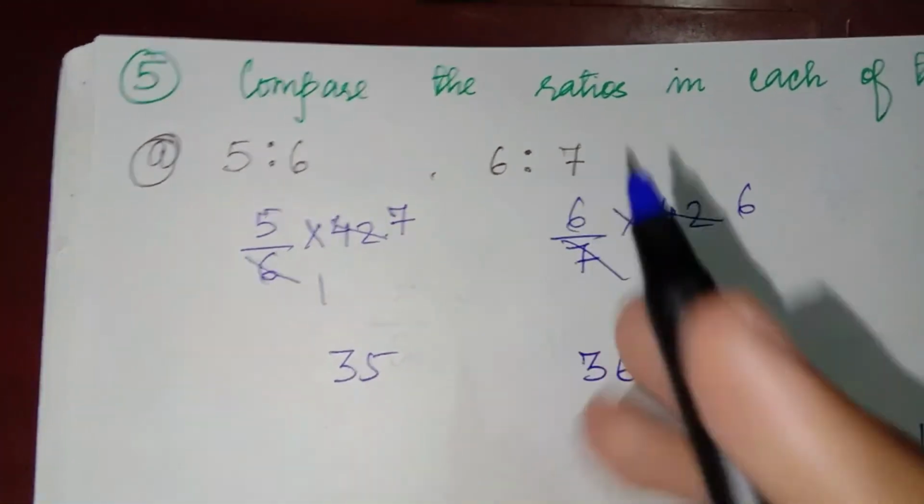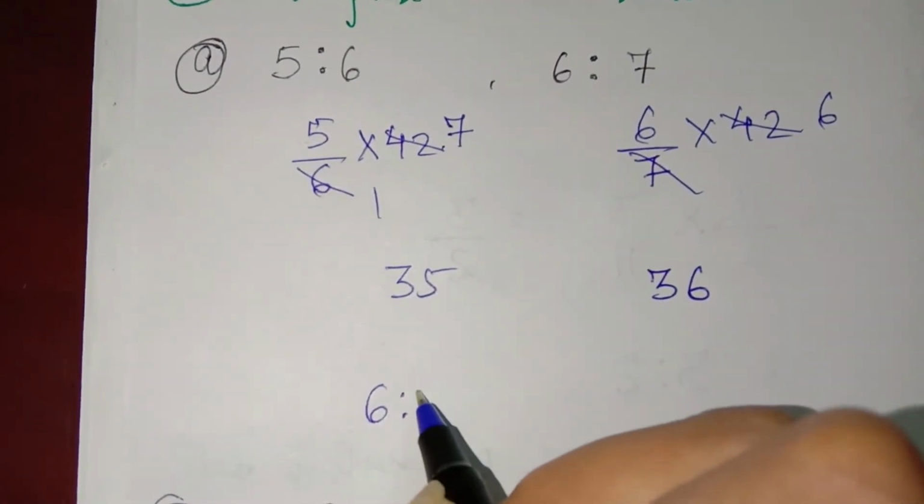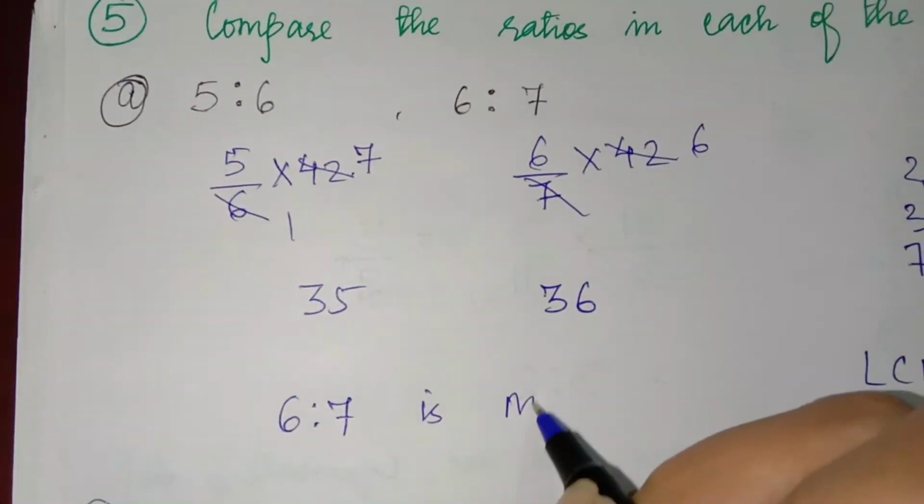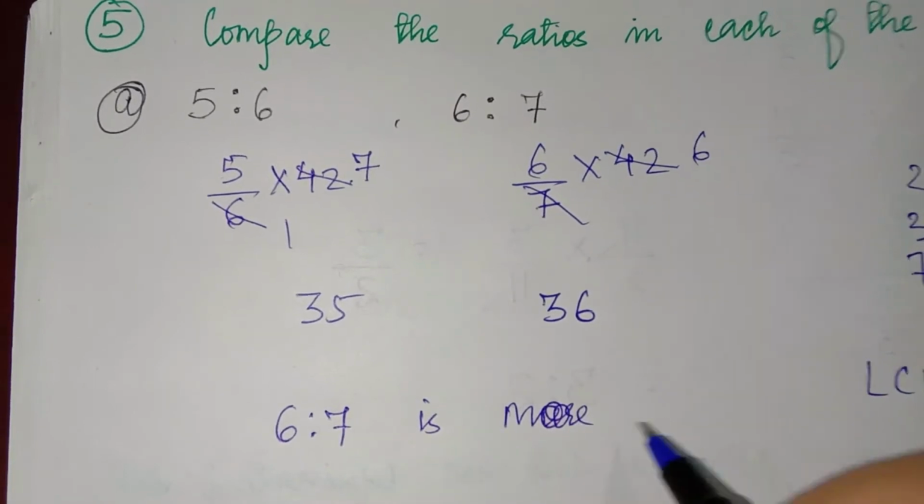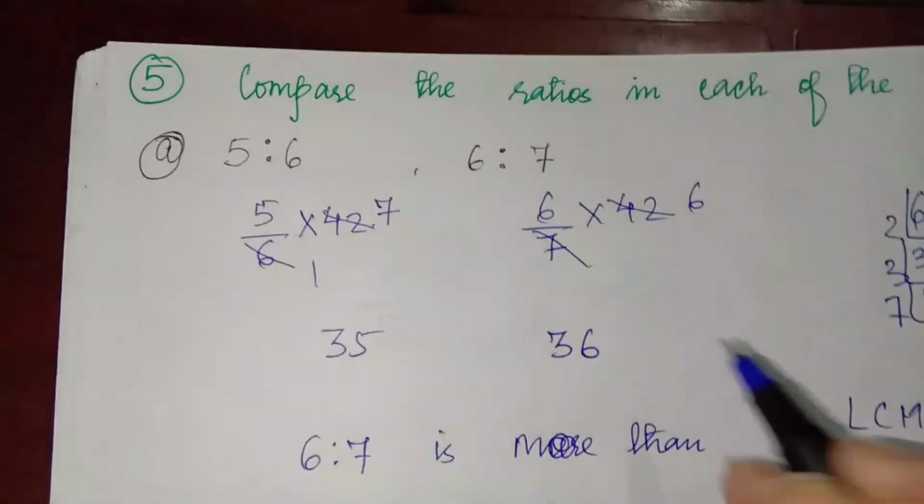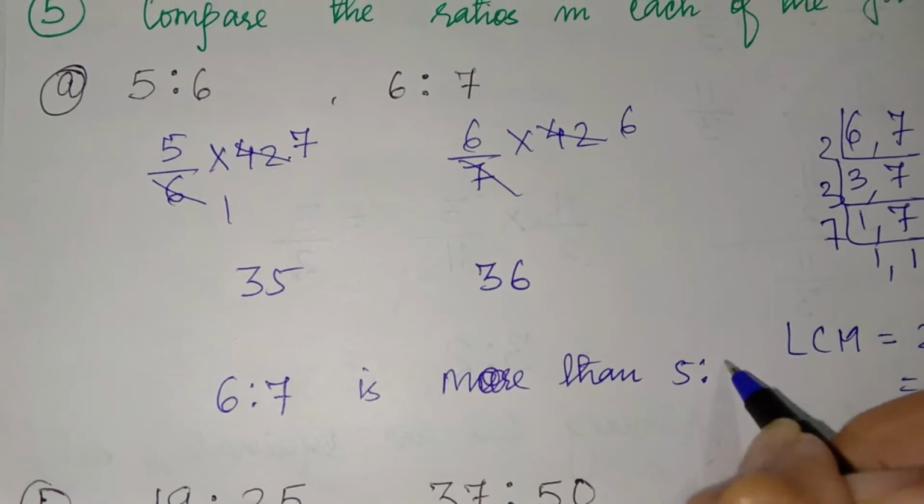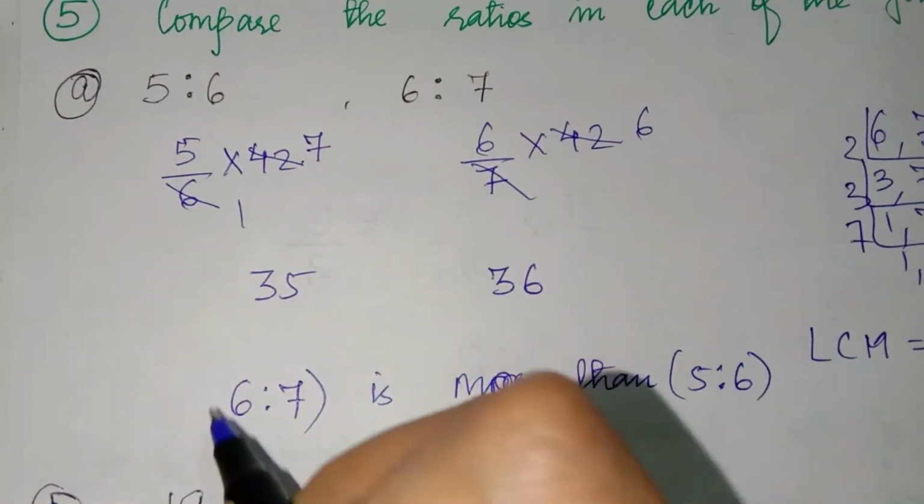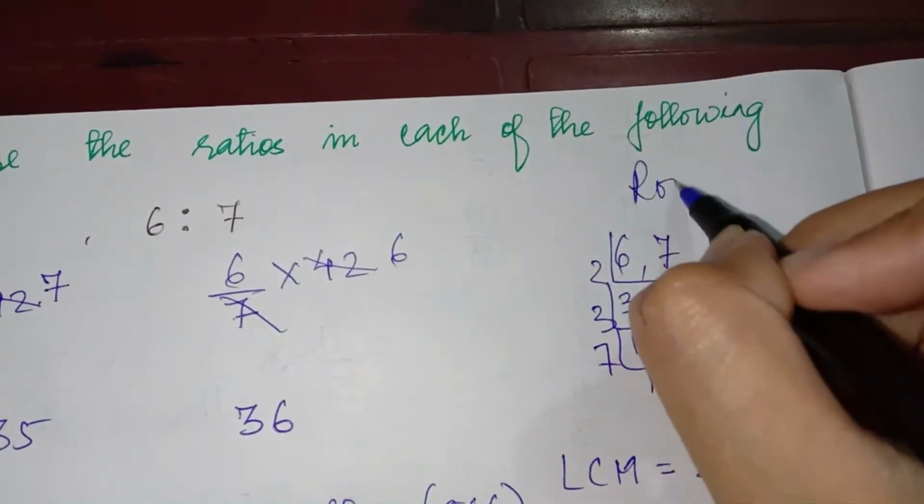That means this ratio is more. 6 is to 7 is more than 5 is to 6. This is rough work.